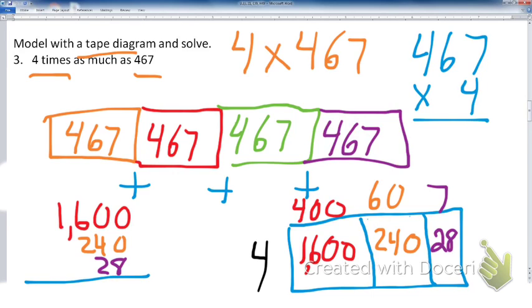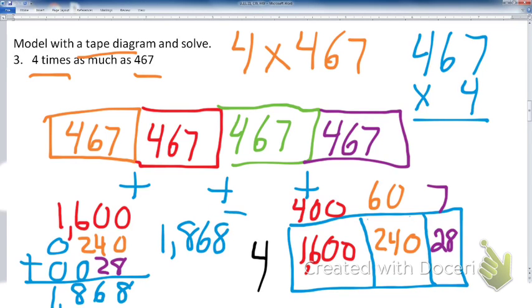What we're going to do is add all 3 of these numbers together. 0 plus 0 plus 8 is 8. 0 plus 4 is 4, plus 2 is 6. 6 plus 2 plus 0 is 8. 1 plus 0 is 1. So my answer is 1,868.